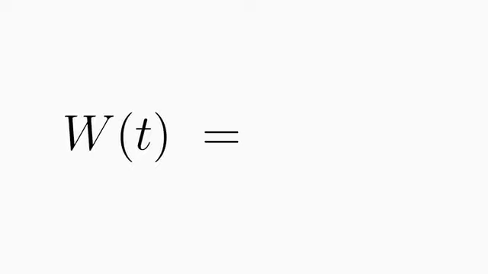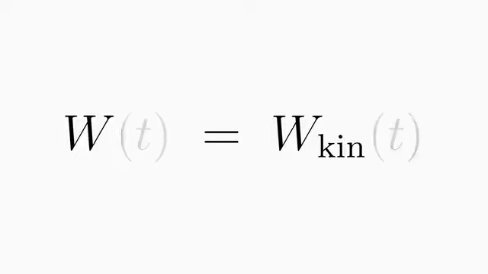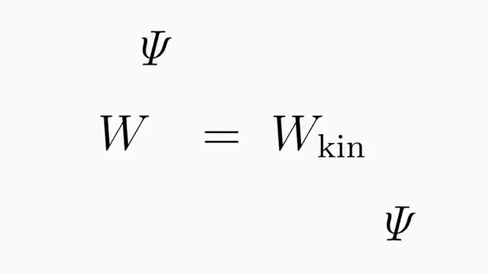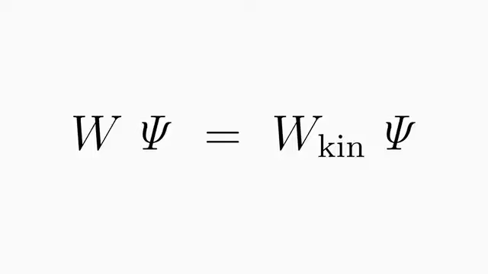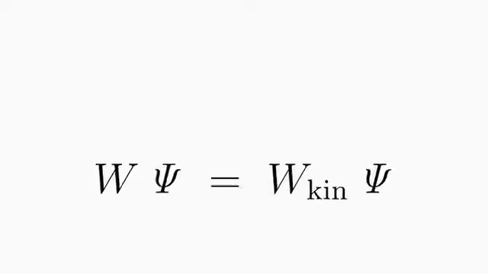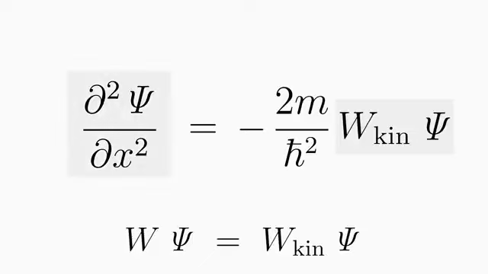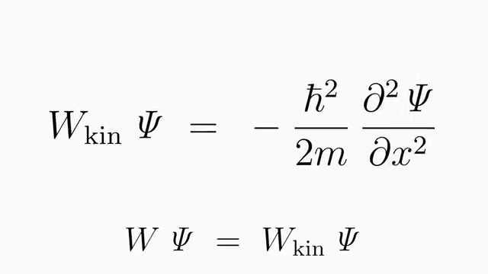Now we assume a time-dependent total energy, W of t. For simplicity, we assume that the particle is not in an external field and therefore has no potential energy. The total energy W of the particle is therefore only the time-dependent kinetic energy. Multiply the equation by the wave function psi. Does the expression W kin psi look familiar to you? You've already seen it in the derivation of the time-independent Schrodinger equation when we were looking at the second spatial derivative of the plane wave. Let's use this expression.